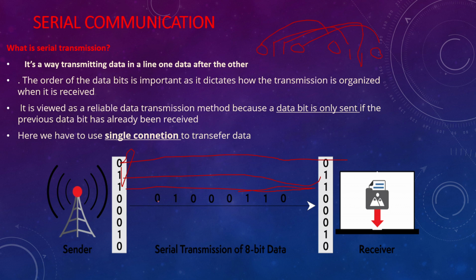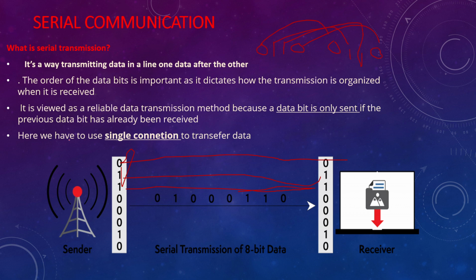In this type of scenario, the order of the data bits is important; it dictates how the transmission is organized when it is received. So it will receive bit by bit, with no errors from the bits. Another message will stop until the first message is completed. After the completion of the first message, only then will the receiver take the second message from the sender. So there is no mismatch between the two messages.